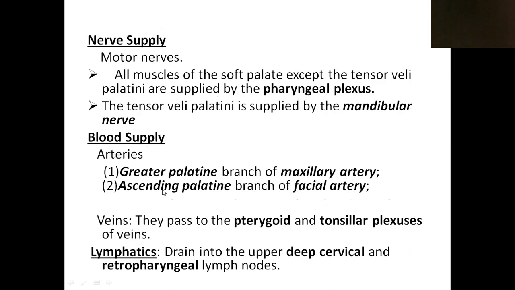Then blood supply is by the greater palatine, a branch of the maxillary artery, and the ascending palatine, a branch of the facial artery. Venous drainage, pterygoid venous plexus. Okay, then lymphatic drainage into the deep cervical lymph nodes and the retropharyngeal lymph nodes, same as that of the hard palate.